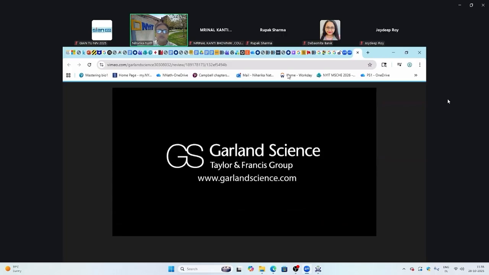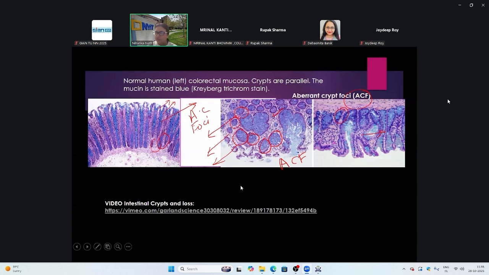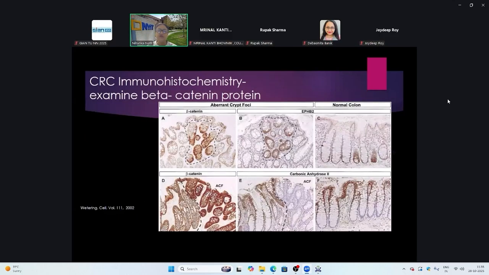So I'll go back to my slide. So this is where I was. ACF is the first sign. And we still have to do slides. We still have to look at them. And if there's a way to catch ACF even at a very early stage, even a younger stage, that would be really, really cool by some kind of automated system.